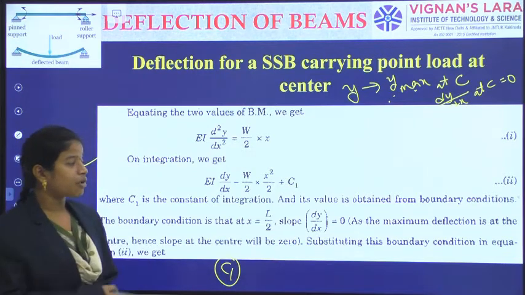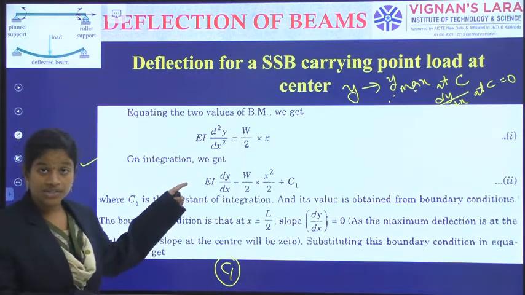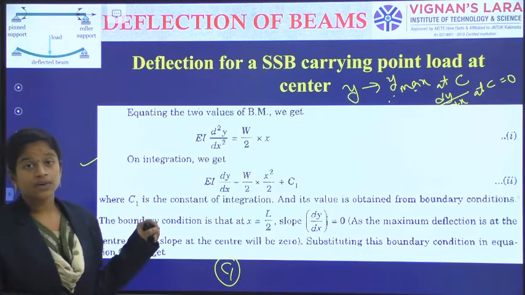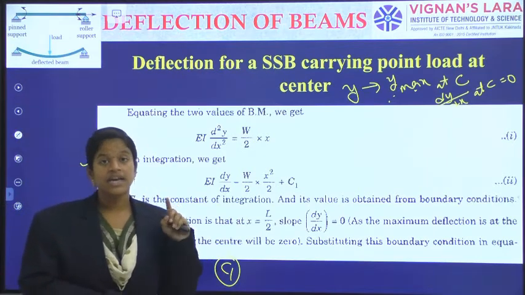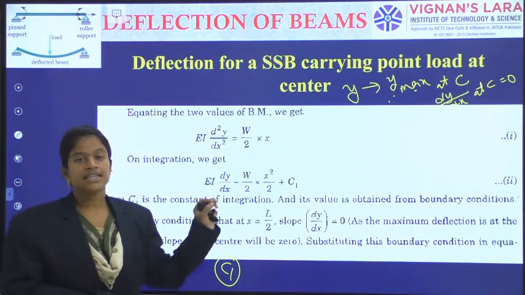And substituting the boundary conditions in the above equation, just now we have got an equation from the first integration process. EI d square y by dx square is equated to the bending moment.